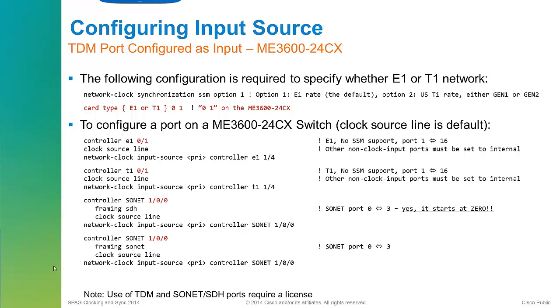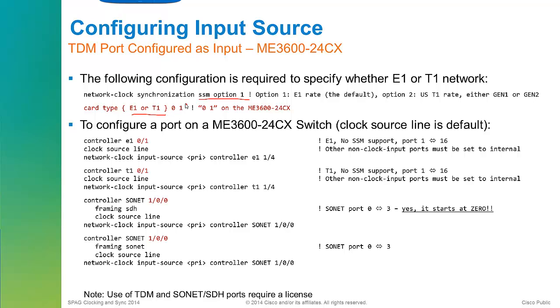The ME3600 24CX. The 24CX has TDM ports, so it also has SONET/SDH ports. So it's very similar to the other ones. You need to make sure your SSM is set correctly. You define your card type as E1 or T1.